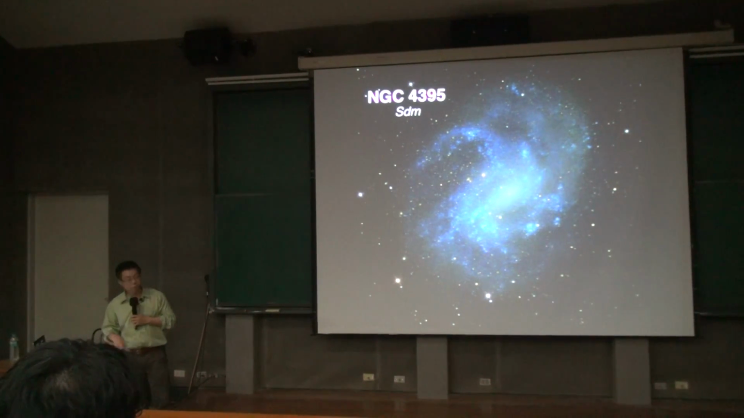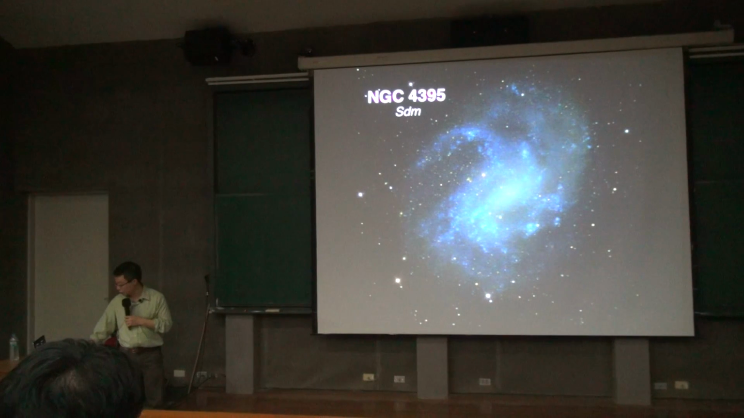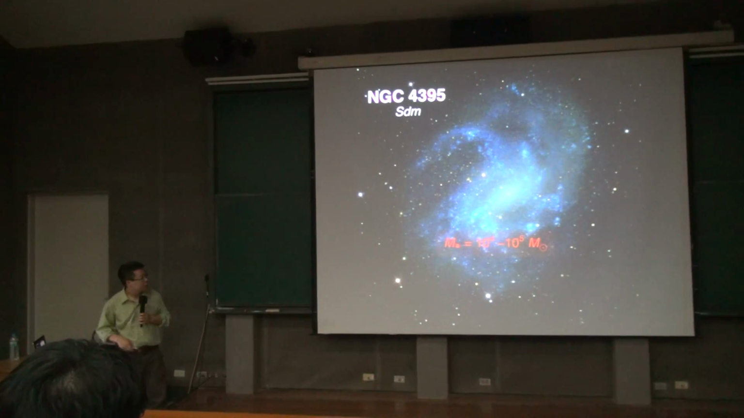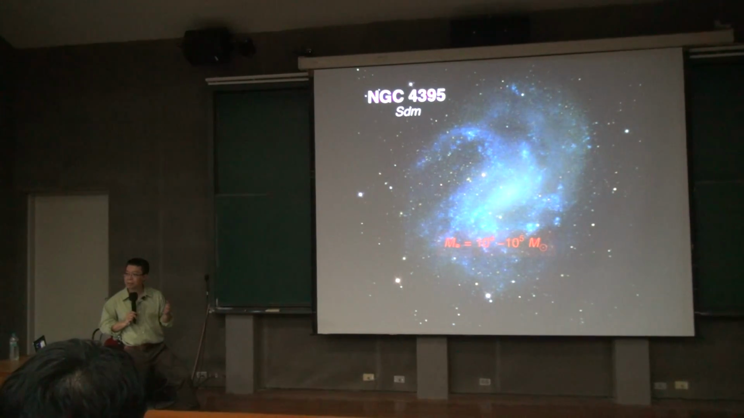Okay? It's only 4 megaparsecs away, basically in our backyard. And it has a black hole mass, I don't have time to describe the details, in the range of 10 to the 4 to 10 to the 5 solar masses. That is, it's 1,000 times to 1,000,000 times lighter than the most massive black holes that we know. Remember, they can reach a few times 10 to the 10 solar masses.